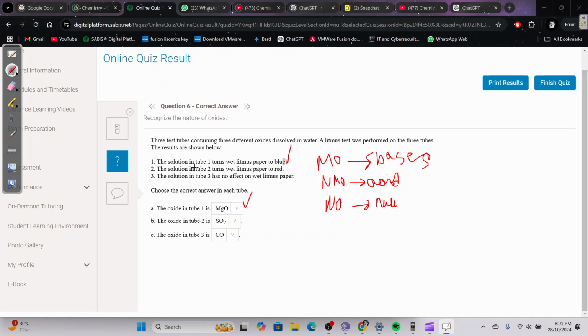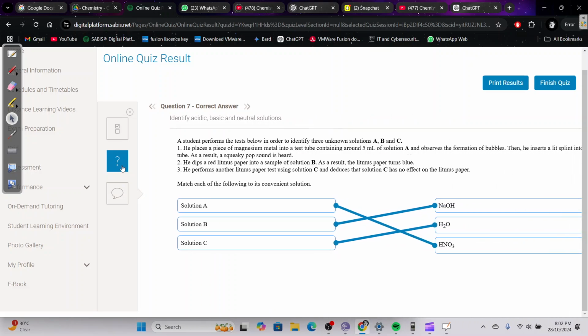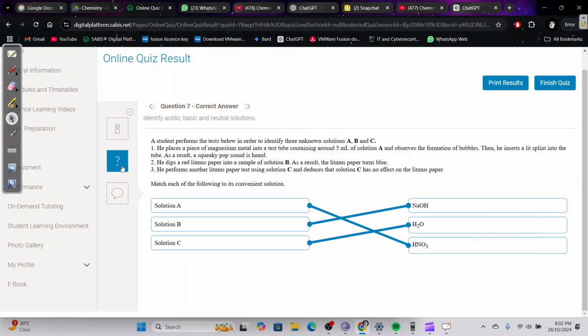The oxide in tube 2 turned wet litmus paper to red. Again, this means it's an acid, and so you choose the acid, which is SO2 in this case. Okay. Now the solution in the third test tube has no effect. No effect means it's neutral, it doesn't change. So CO. Again, remember, our neutrals are H2, H2O, N2O, CO, and NO.